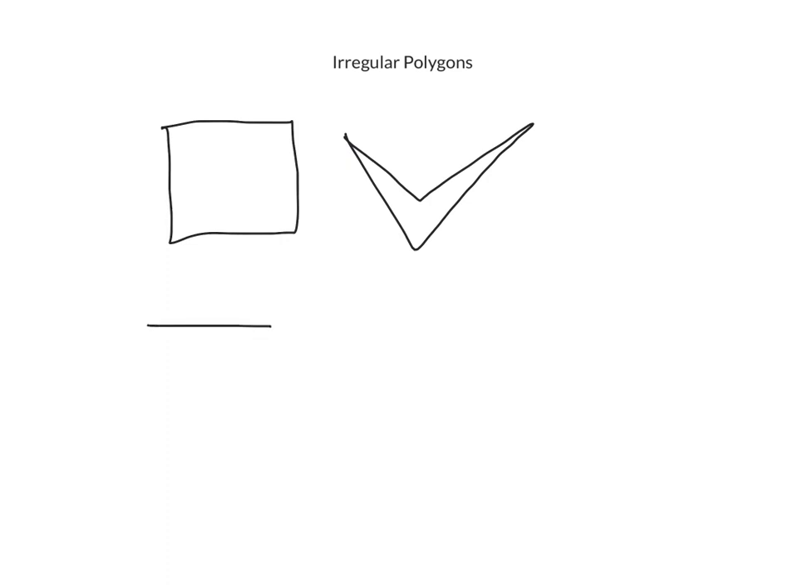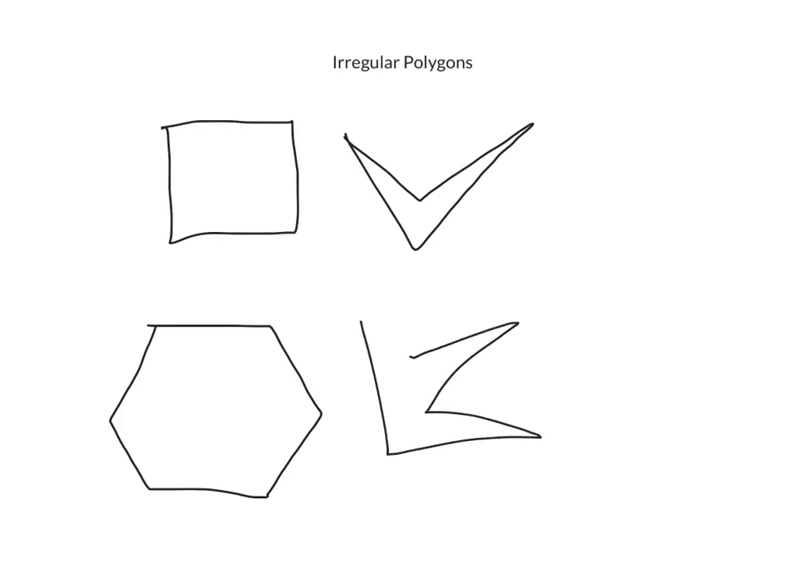A hexagon normally looks like this, but that is also a hexagon. It's got 6 sides, it's closed, everything is straight. We call these types of polygons irregular because they aren't the same length. All sides are not the same, all angles are not the same, everything is a little bit different. That's what makes it irregular.